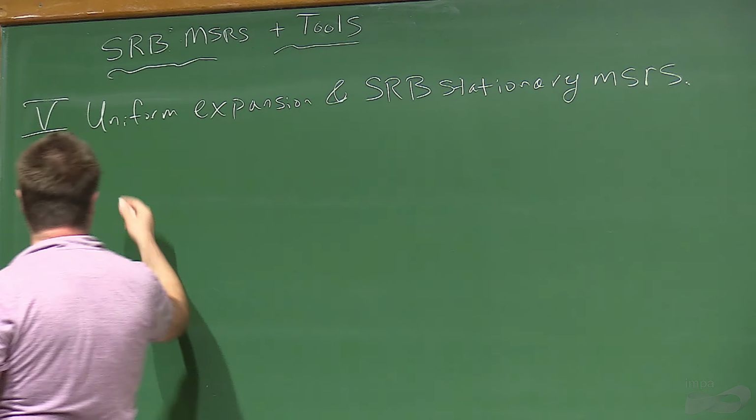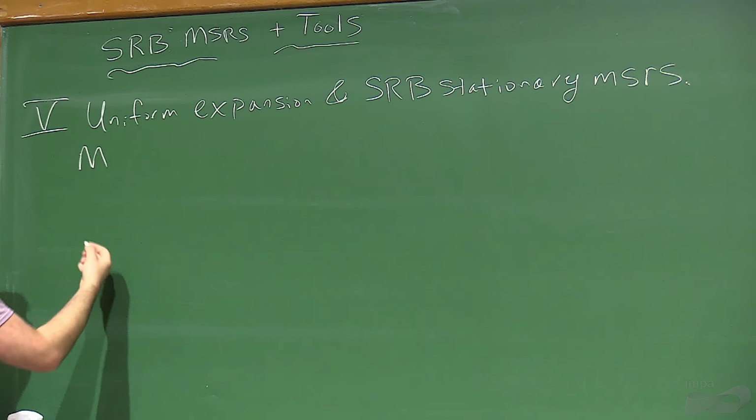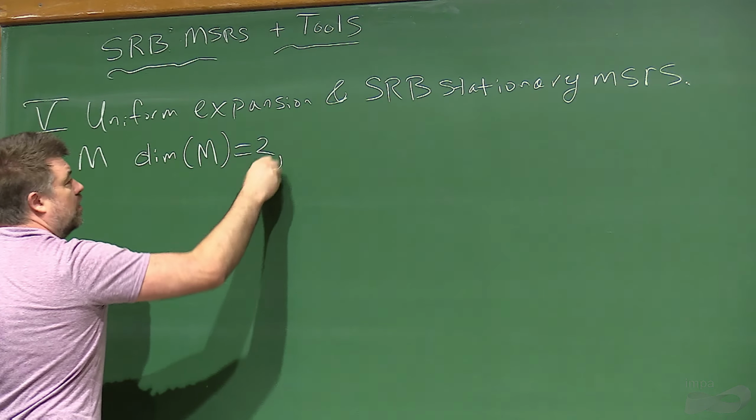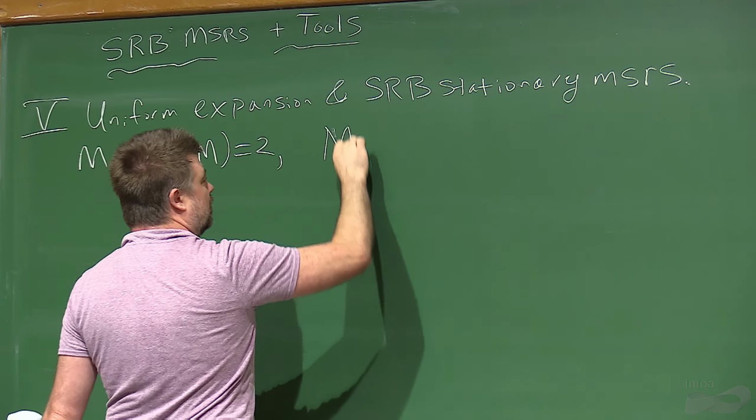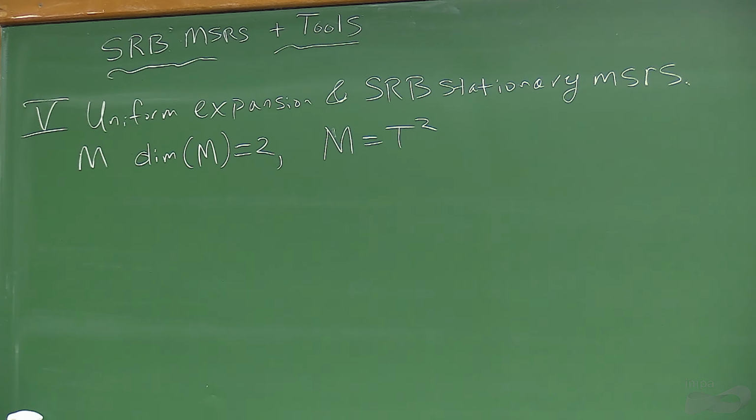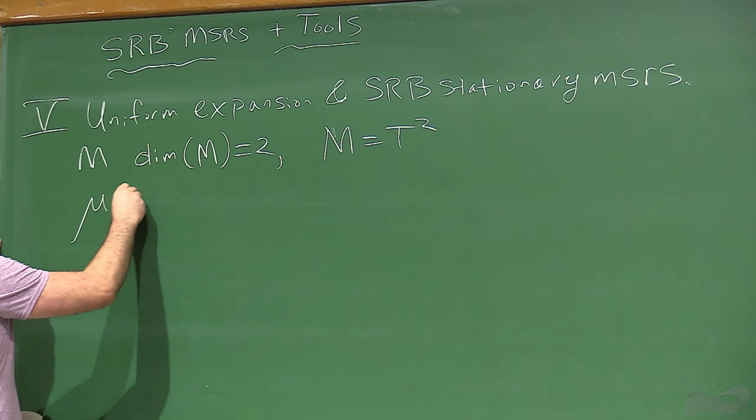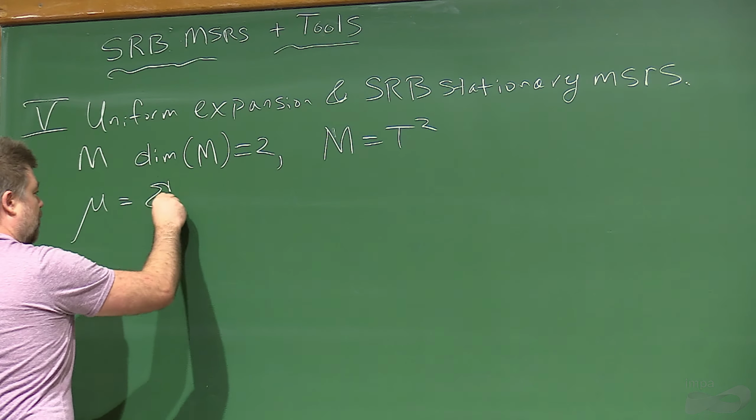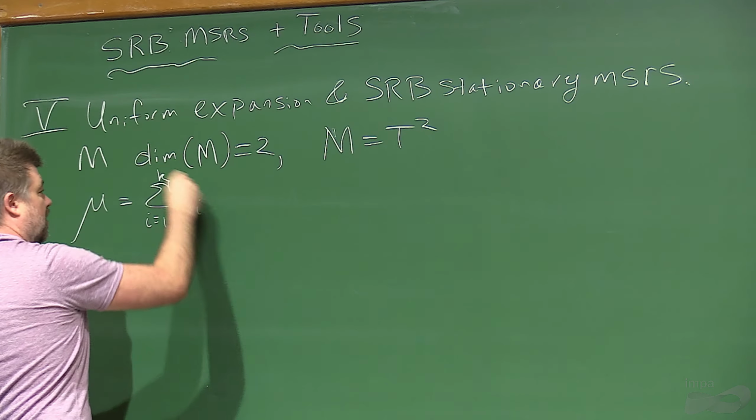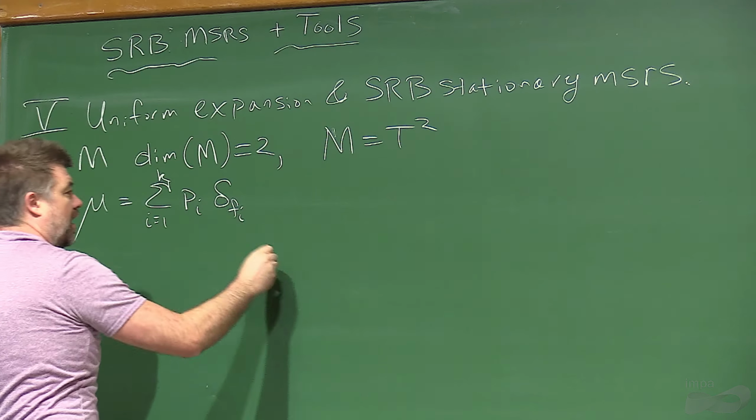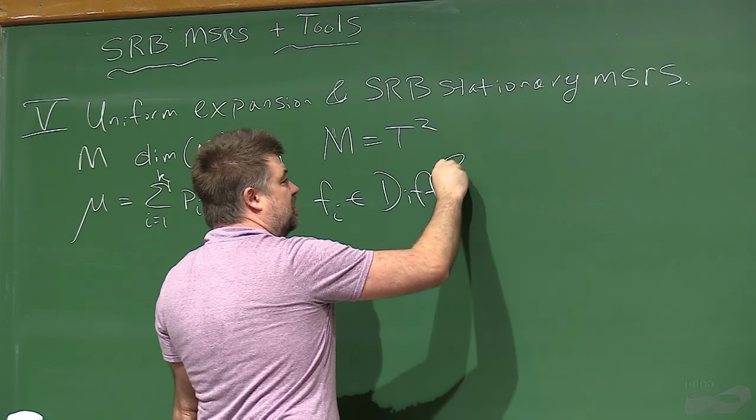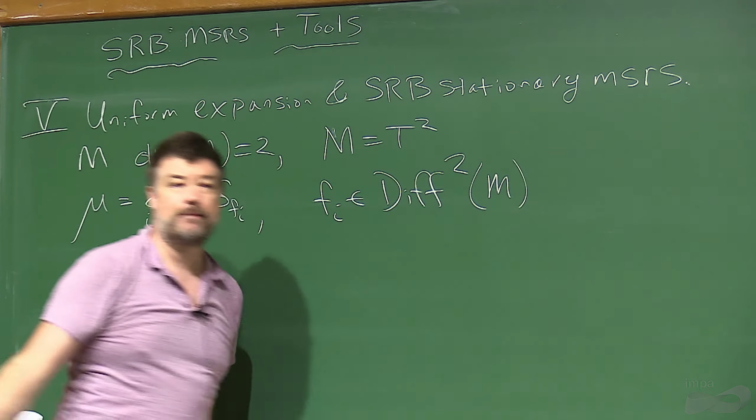So what is the setup? I have M, which is a surface. Let's have its dimension be 2. If you want, I'm happy enough for it to be the torus for the rest of my course. And let's put some finitely supported probability measure on the group of diffeos. So let's have this be the sum over i from 1 to k of p_i delta mass at f_i. And here the f_i, they're just drawn from, say, C2 diffeomorphisms of the surface.